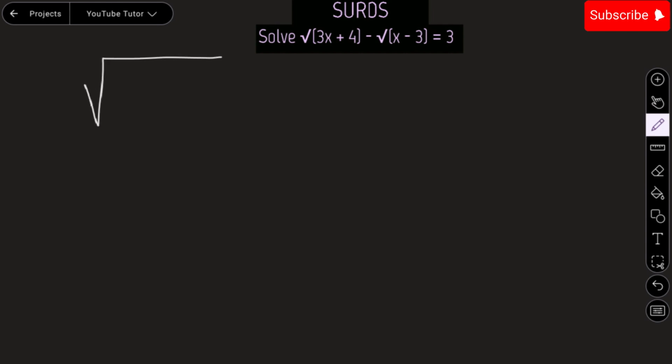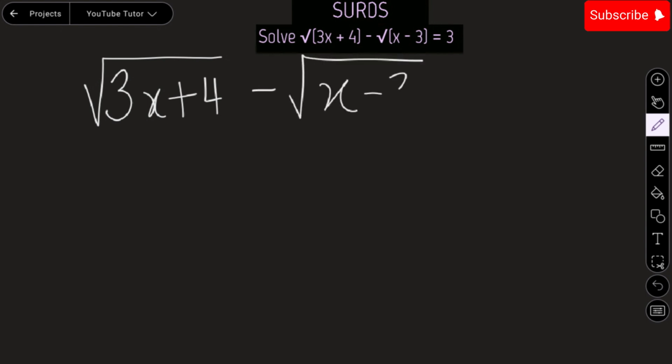So we have root of 3x plus 4 minus root of x minus 3, all equal to 3. Let me put the brackets here.